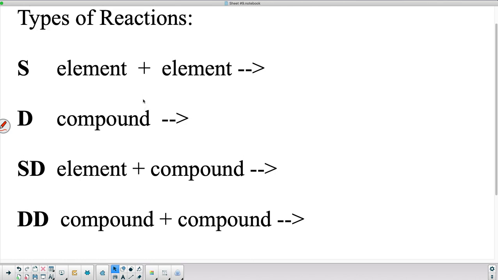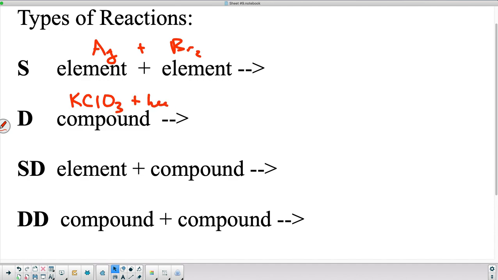Types of reactions, of course, is single displacement, element plus an element. How do we know if it's an element? It's an element because of one single capital letter, such as something like Ag plus Br2. Each one of those has one capital letter and only one, and the plus sign then separates the two. Compounds are more than one capital letter, so you can have something like KClO3.